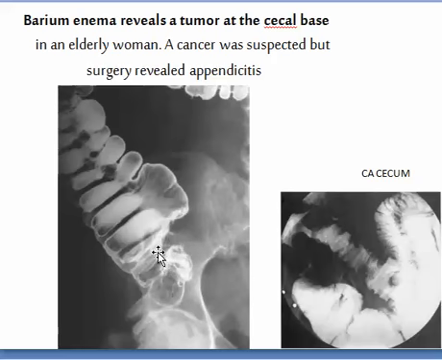So indentations and irregularity of the cecum are among the causes which should be differentiated, as is intussusception, as we said, and appendicitis. And the differential diagnosis of lesions at the ileocecal junction is TB, Crohn's, and cancer.